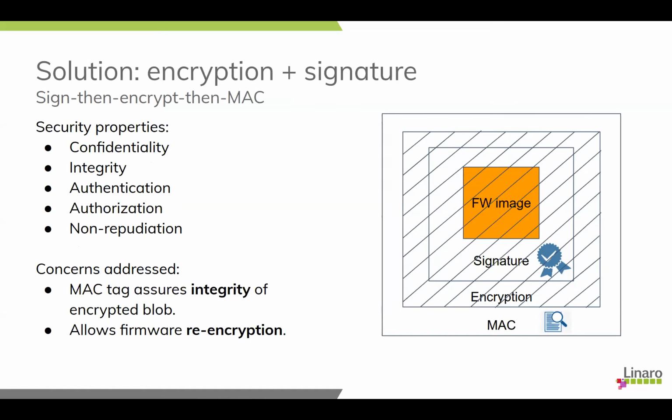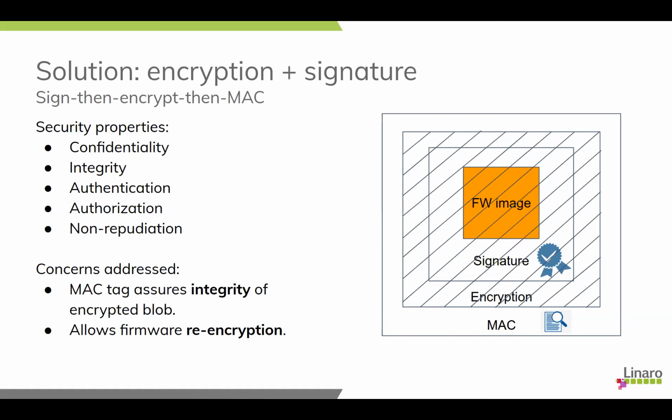Now coming on to the last one, sign then encrypt then MAC. As the figure depicts here, we put a signature for the plain firmware image. Then we encrypt the firmware image, and lastly we put a MAC tag for the encrypted firmware block.